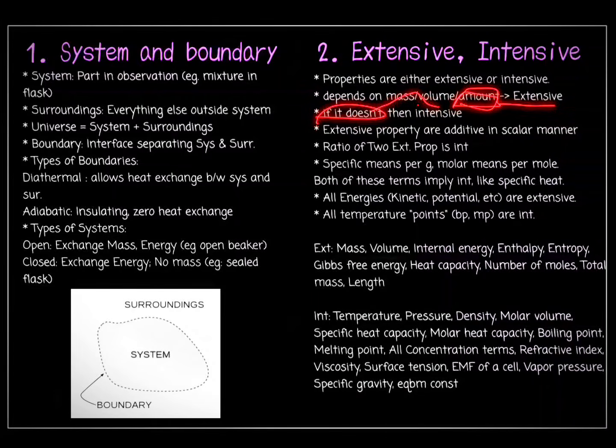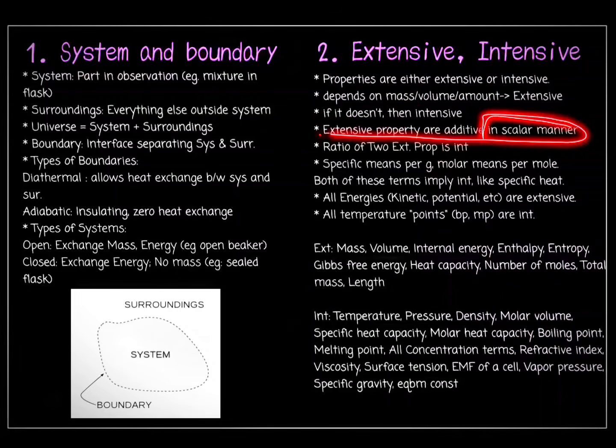For example, mass and volume themselves are extensive properties, since if you add more particles of the substance to an already existing specimen of the substance, its mass increases. But density is intensive because even if you add those particles, the density remains constant. So extensive properties are additive in a scalar manner. You see how mass can be added like 1 plus 2 plus 3 plus 4. That is scalar addition. And the ratio of any two extensive properties is intensive. For example, mass is extensive, volume is extensive, but mass upon volume is intensive, which is density.